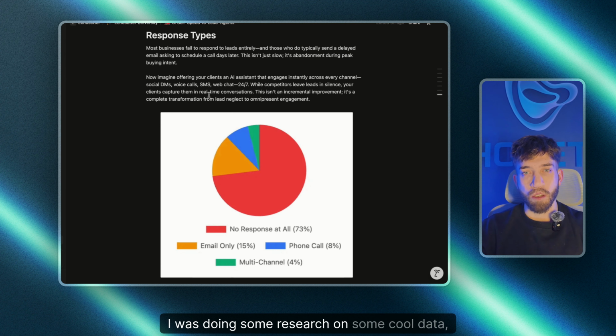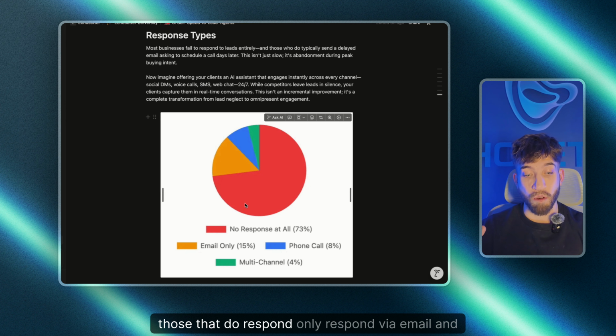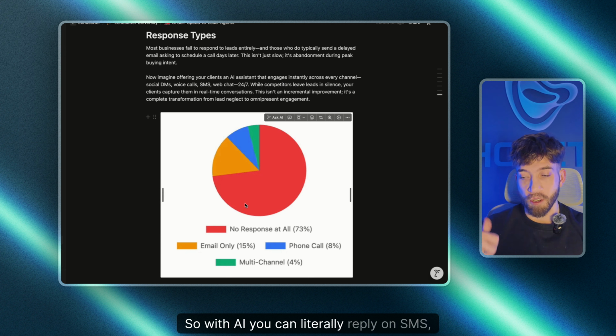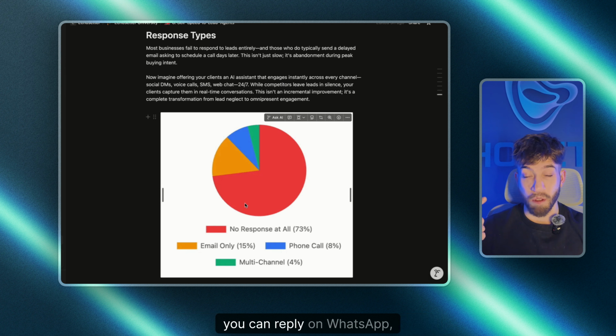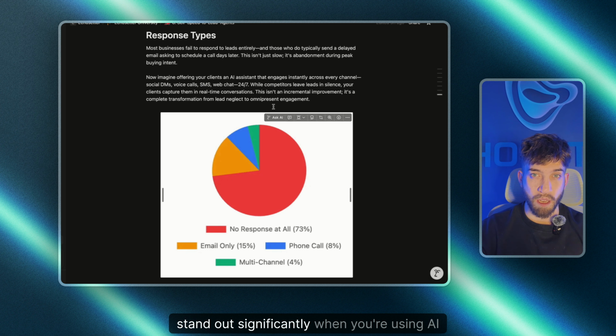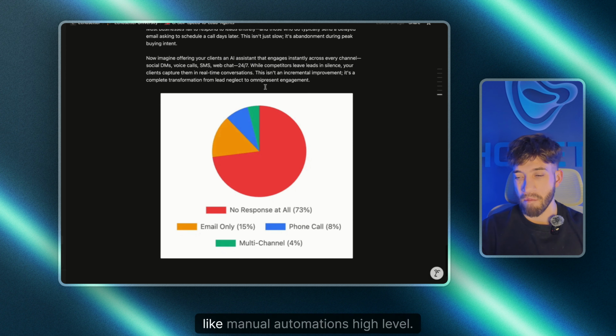And I was doing some research on some cool data, and actually, of the 73% who respond, those that do respond only respond via email, and only 8% via call, and only 4% omni-channel. So with AI, you can reply on SMS, WhatsApp, voice, Instagram, and Facebook. And so as a business, you're going to stand out significantly when you're using AI compared to someone who's just using email or manual automation.